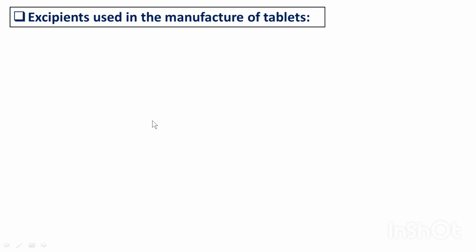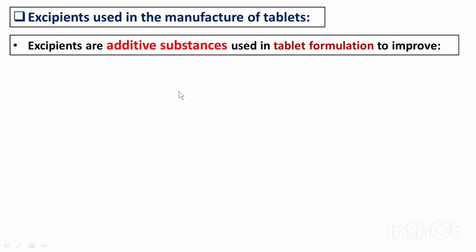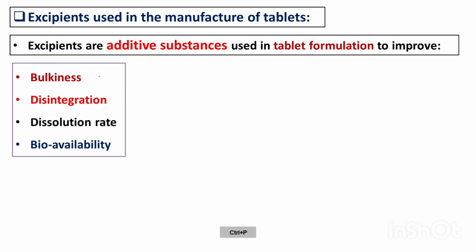Myself Rajesh. In today's topic, we are going to discuss excipients used in the manufacture of tablet dosage form. What are excipients? Excipients are the additive substances used in tablet formulation to improve different properties. So what are the properties? First one, the bulkiness, disintegration, dissolution rate, and bioavailability of the main drug.